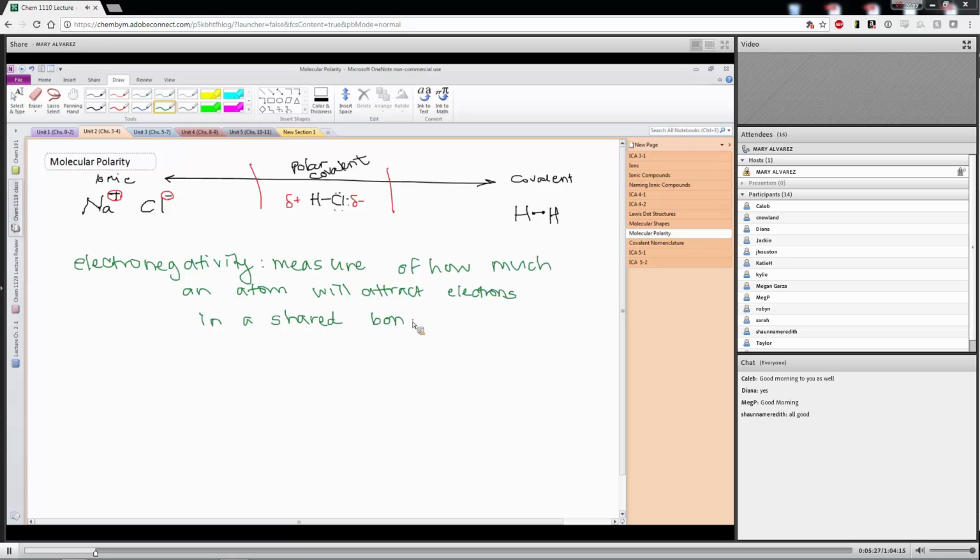And an atom which attracts electrons more strongly is going to be a little bit more of an electron hog. Now, you can find the table of electronegativity values in your book. If you have the old edition, it's on page 129. If you have the new edition, I'm not sure exactly what page it's on, but one of you guys can find it and post that.